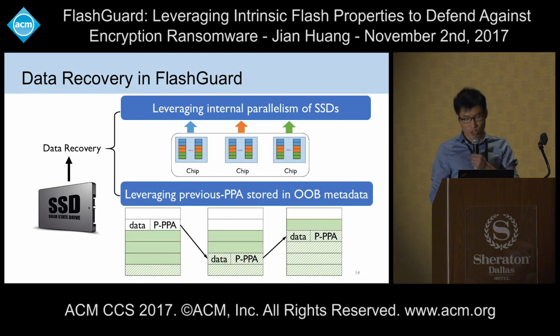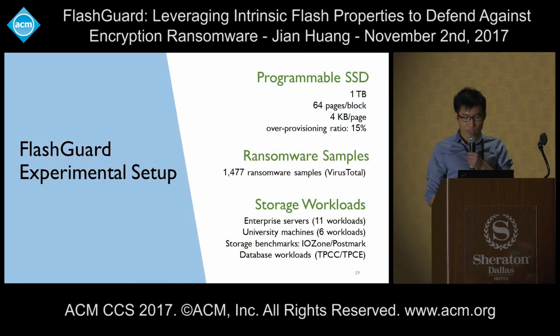To test whether FlashGuard can recover the data once the SSD is attacked by encryption ransomware, we use more than 1,400 encryption ransomware samples. To evaluate the performance of FlashGuard, we use 4 types of storage workloads. The first is storage traces collected from enterprise servers, which has 11 workloads. Another set is from university machines, which has 6 workloads. We also use storage benchmarks like IOzone and Postmark, and database workloads like TPC-C and TPC-E.